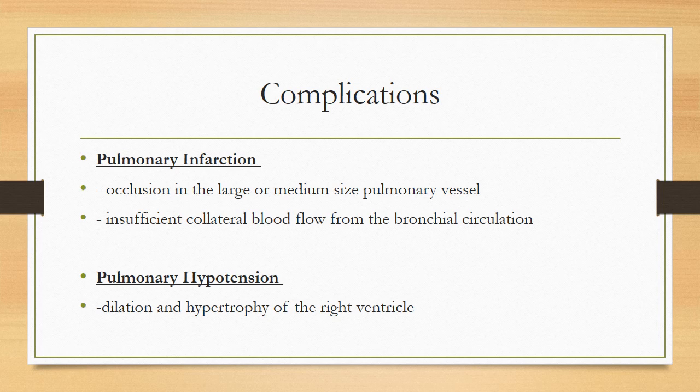Pulmonary hypertension can also be associated as a complication of pulmonary embolism. Dilation and hypertrophy of the right ventricle is often seen in cases of pulmonary embolism. The other very common complication which occurs as a result of PE is alveolar necrosis or hemorrhage in the pulmonary vessel.